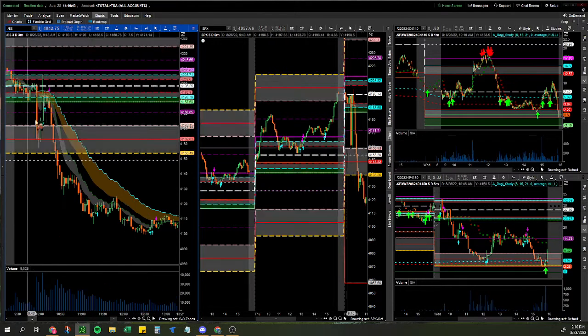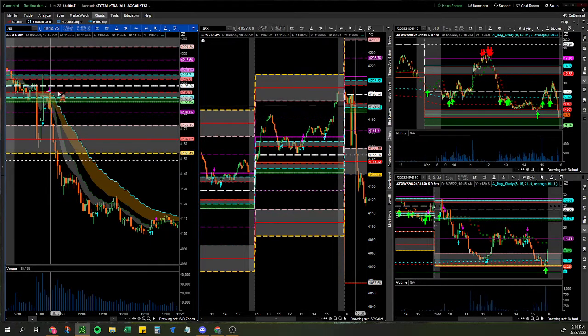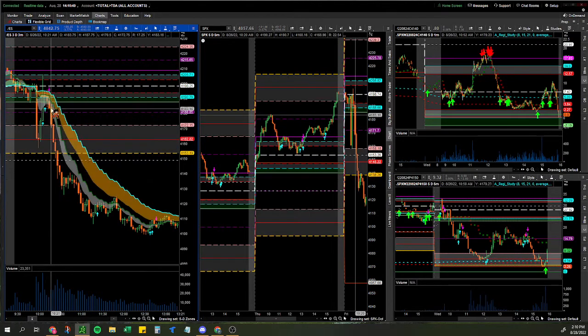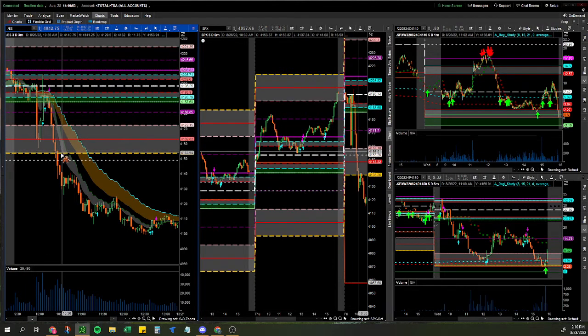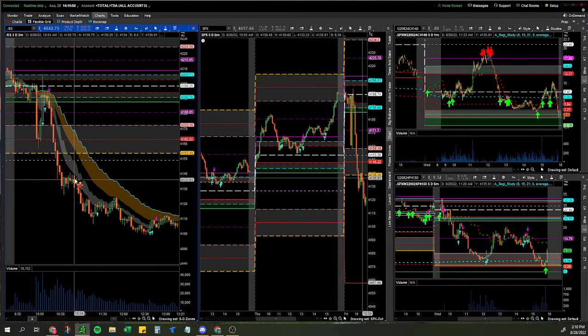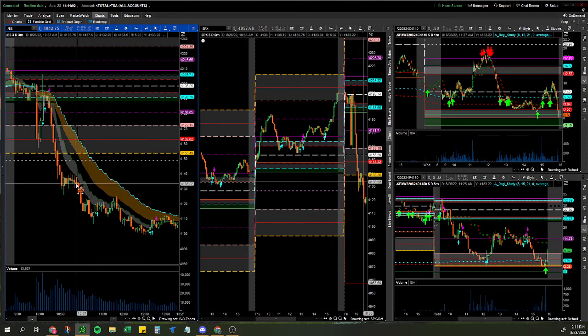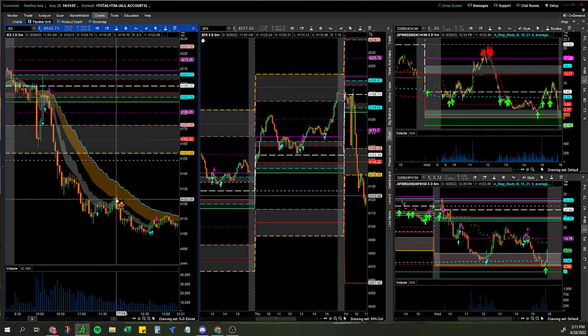As the day progressed, I missed the big drop from the top down. I did grab at certain points, just hopped in and grabbed pieces, right, keeping it tight. But then when things would settle, every time we got to the 3-minute or the 5-minute, rejection. And that's where I'm getting back into puts.